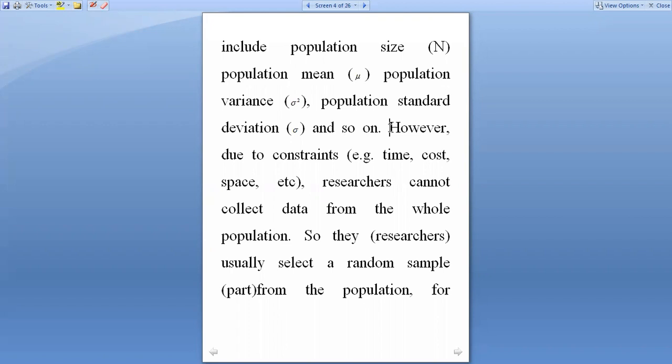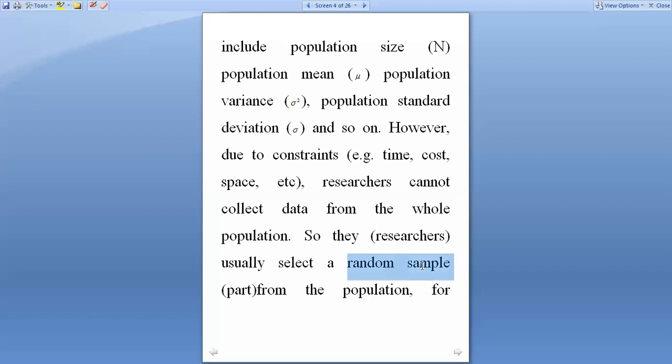For example, if you are studying students of KIU, you may not be able to reach every student in KIU because the number is big. You may not have money and time. So you don't have enough resources to collect data from the entire population. So we usually select a random sample. I want you to highlight the words random sample.